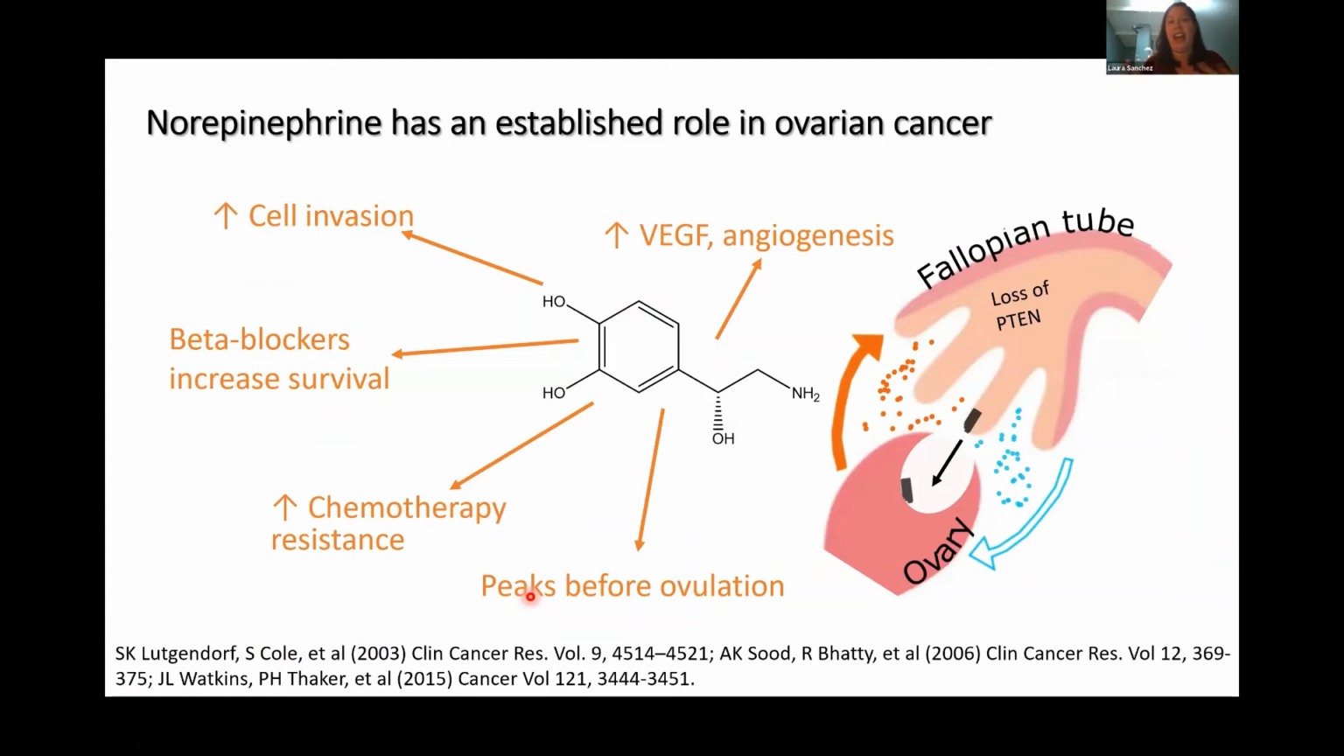Mainly, norepinephrine has a really well-established role in ovarian cancer. It's known to increase VEGF, cell invasion, and chemotherapy resistance. It is also known to be stored in the ovary, in the granulosa cells, and it peaks before ovulation. And I think really interestingly, a lot of this research came out of MD Anderson from Anil Sood's group, where they were looking at stress-related catecholamines.